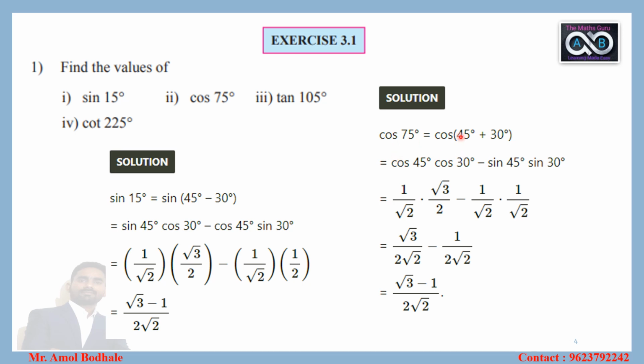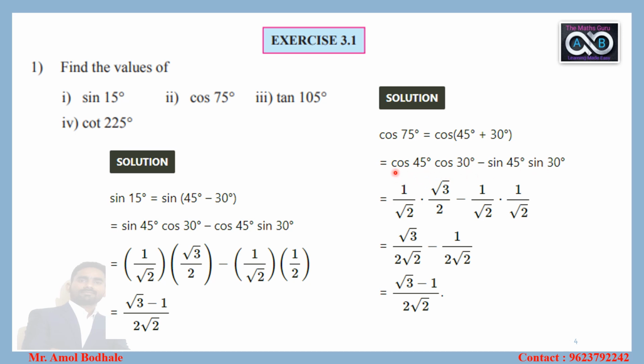Now see the expansion for cos of 45 plus 30 degree. As we know, the formula for cos of a plus b is cos cos minus sine sine. For the expansion of cos, the terms are cos cos and sine sine, and for plus we have to take minus. So cos of a plus b is cos a cos b minus sine a sine b. What is a here? 45 degree. What is b here? 30 degree. So let's put in these values.